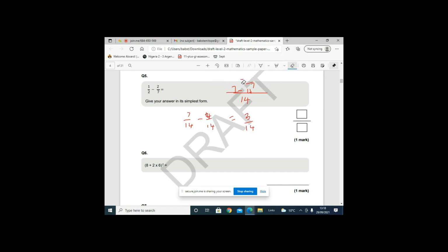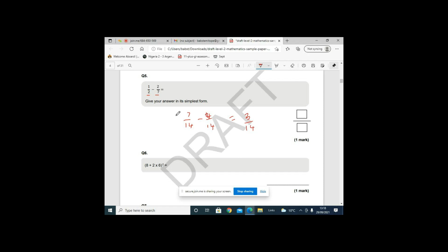The issue is that for you to add fractions together, you have to make sure that they have the same denominator. I understand that, but why did we multiply? Yeah, so for this one now, can you see that 2 and 7, they are not the same. So you have to make sure that they are the same. Okay. So what is the common multiple between 2 and 7? We don't have any common. No, 14. Yes.